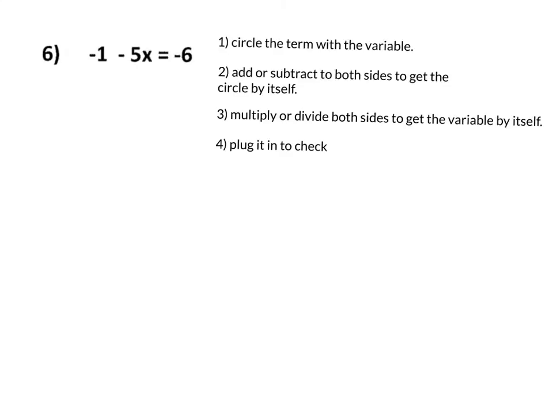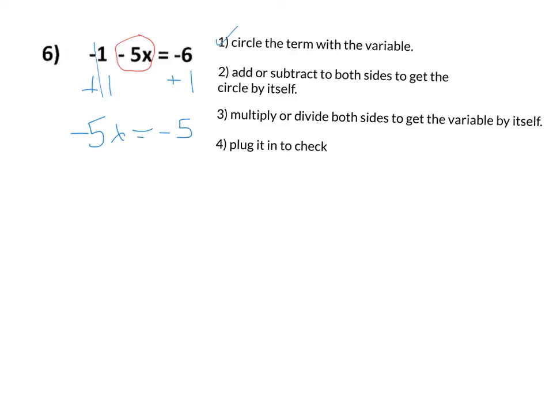Alright, let's go through our steps. Step 1, circle the term with the variable. This one does have a negative out in front, so it's negative 5x. Now we're going to add or subtract to get the circle by itself. How am I going to get rid of this negative 1? The inverse of minus 1 is plus 1. That gives me negative 5x is equal to negative 5.